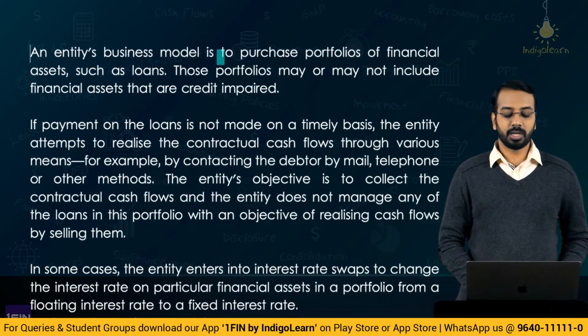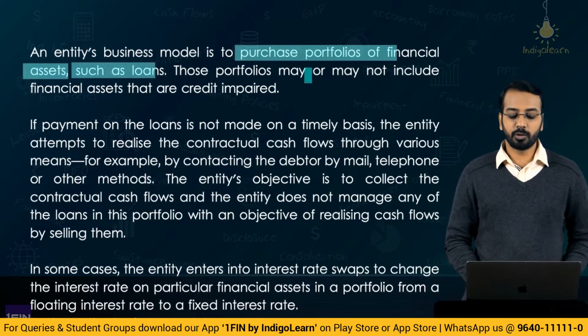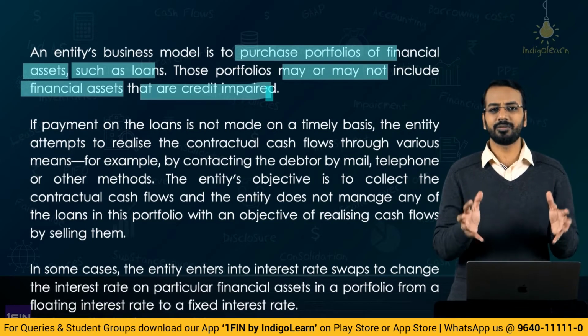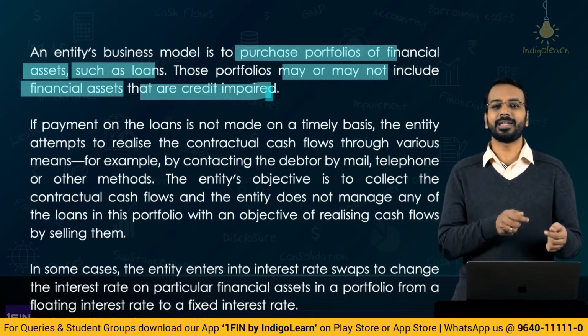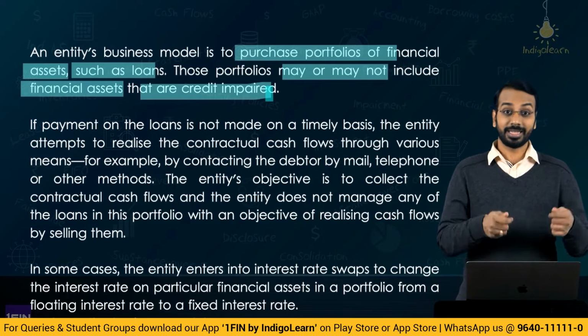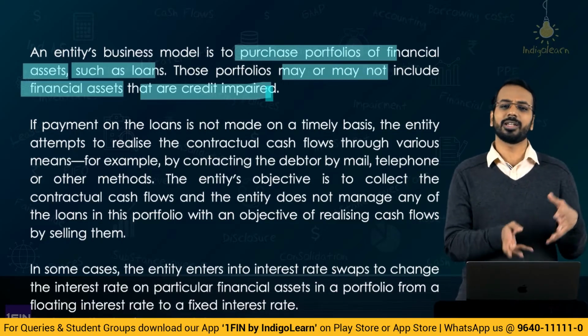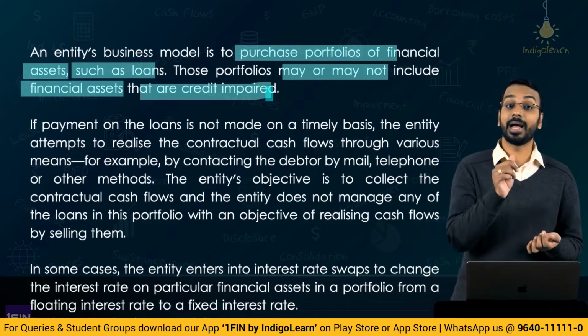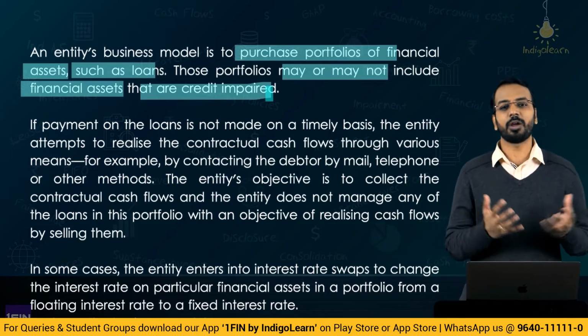An entity's business model is to purchase a portfolio of financial assets such as loans. Those portfolios may or may not include financial assets that are credit impaired. Now what is the meaning of this, buying and selling loans? Do we get to buy and sell loans in the market? Yes, there is a market. They are not yet matured in India, but there is a market where companies, entities can buy loans and they can sell loans. So why would they do that?